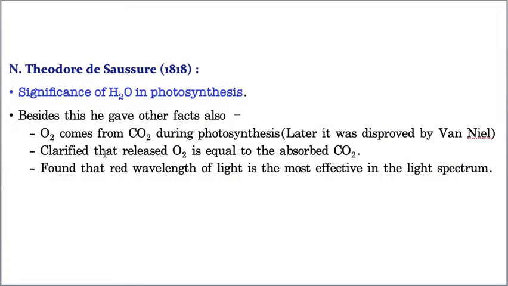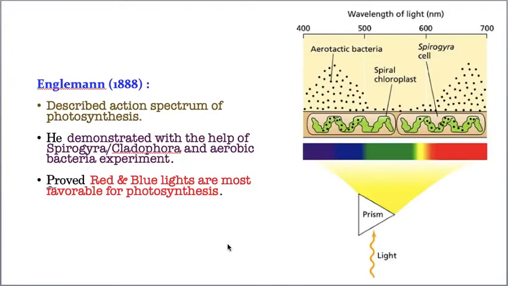Hope you understood? And he also found that the red wavelength of light is very, very important and most effective in photosynthesis. So these are the points that are proved by Theodore. Theodore's contribution is one of the great contributions in the discovery of photosynthesis, and he is the one who proved the significance of water in photosynthesis. You need to understand these points. Okay, now the next one, Engelmann.